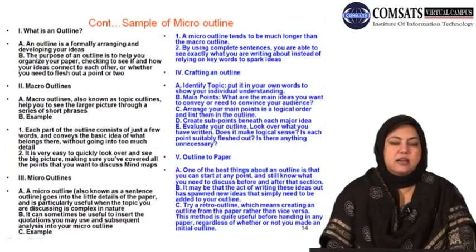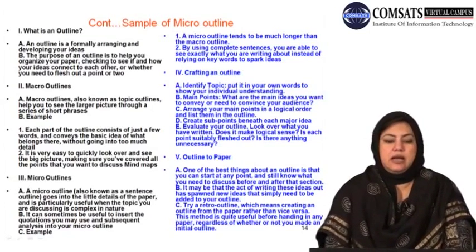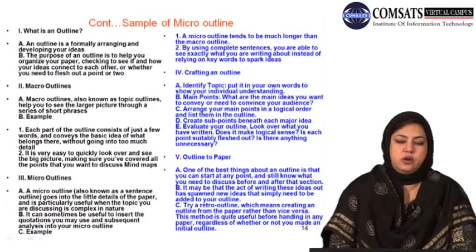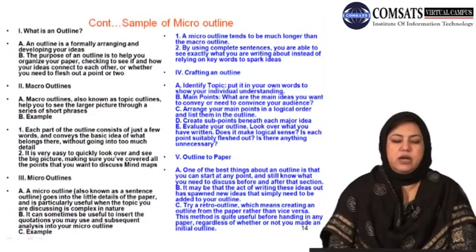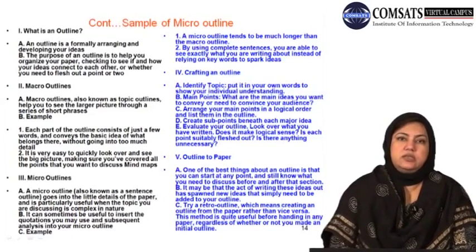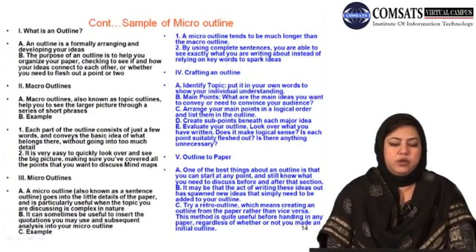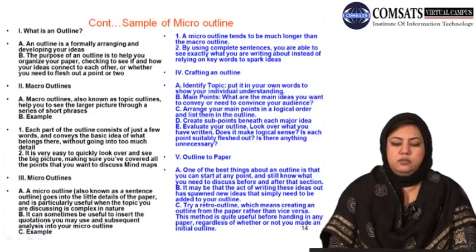In the same way, under the second main heading, macro outlines, you can see A, macro outlines, also known as topic outlines, help you see the larger picture through a series of short phrases. B, example. With an example, again, two subcategories are created. One, each part of the outline consists of just a few words and conveys the basic idea of what belongs there without going into too much detail. Two, it is very easy to quickly look over and see the big picture, making sure you have covered all the points that you want to discuss in your mind map.